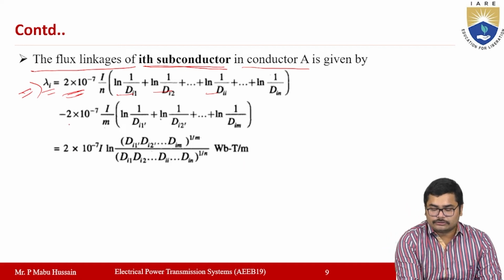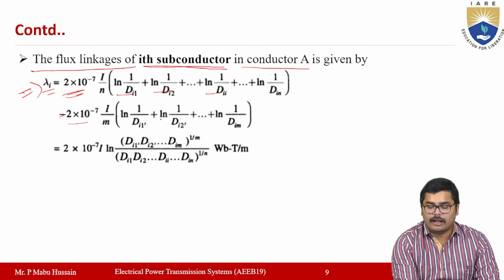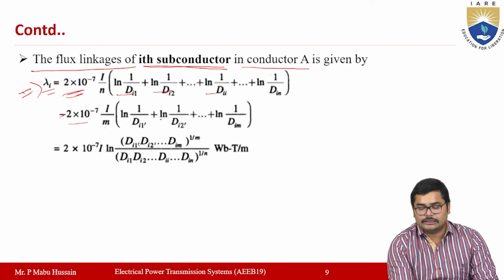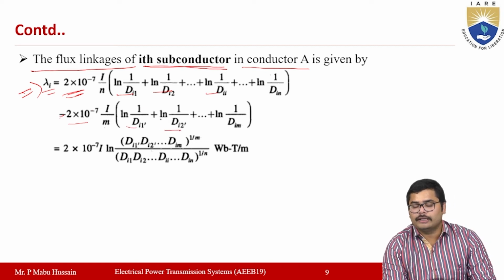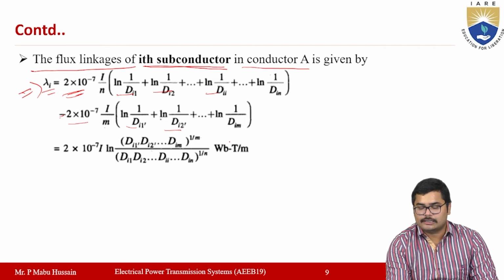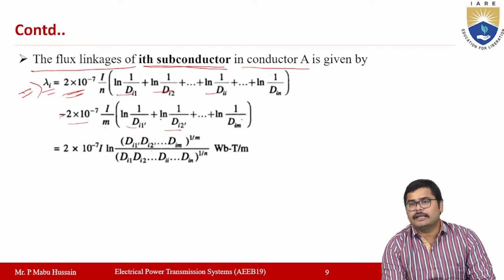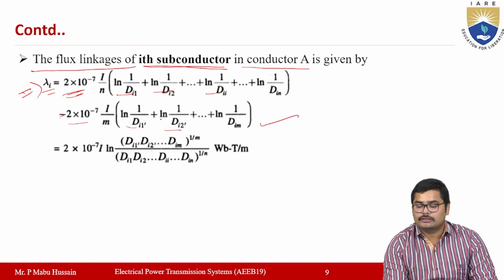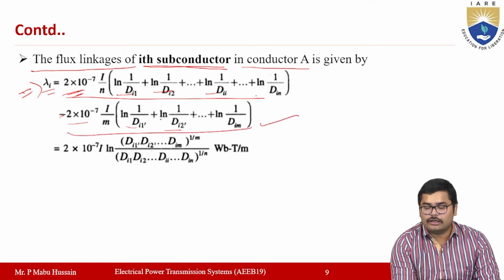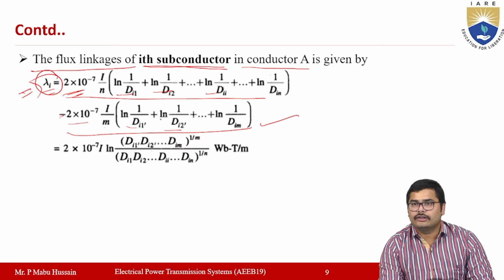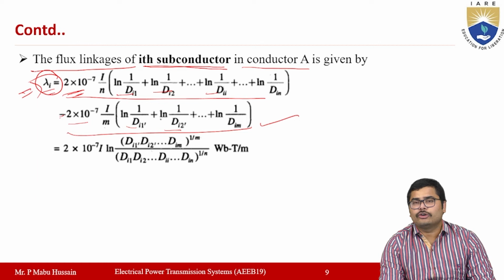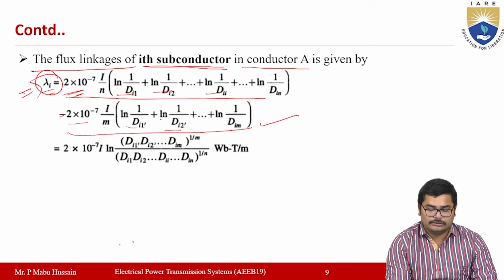Then for the second term you have minus 2 into 10 power minus 7 I by m, you can take it common. So then ln 1 by di1 dash plus ln 1 by di2 dash and so on, plus ln 1 by dim dash you will get. So this is the total flux linkage of subconductor I in composite conductor A due to current flowing in all subconductors.